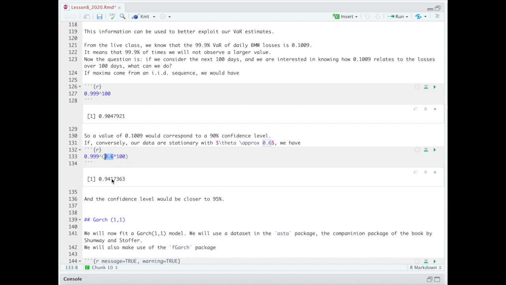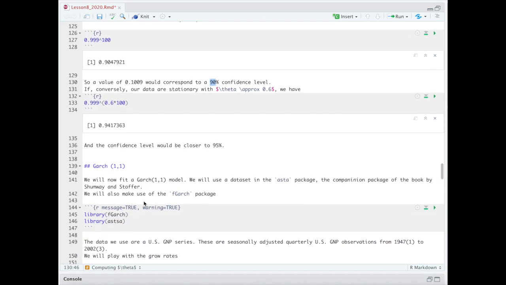Okay, and what we find is that now this value does not represent the 90% risk over a 100 days time horizon, but rather the 95% one. And you see that the difference is quite relevant. So the fact that we have this theta parameter allows us to give a better interpretation of our losses and also possibly present a better analysis of the potential high losses that we can expect from our data.